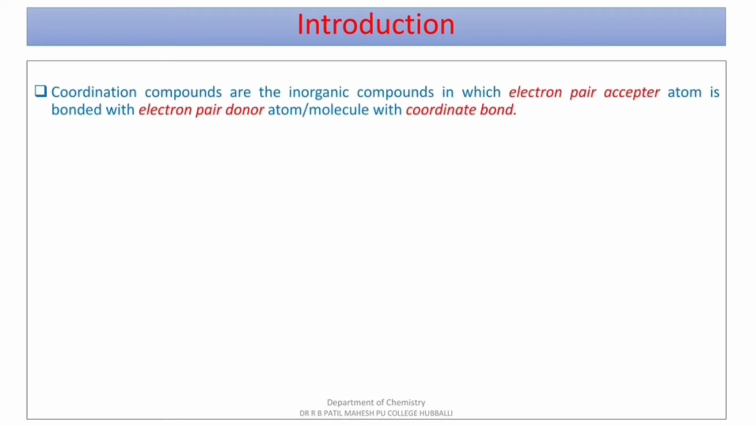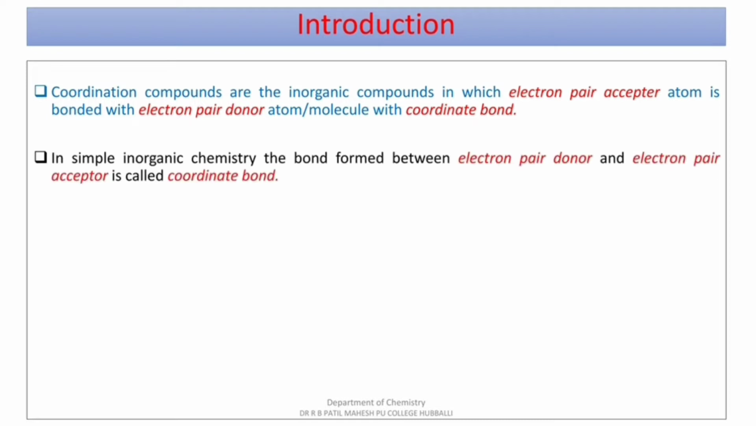Dear students, these coordination compounds belong to inorganic chemistry. These are the compounds in which electron pair acceptor atom is bonded with electron pair donor atom or molecule, which is going to form coordinate bond. In simple inorganic chemistry, the bond formed between electron pair donor and electron pair acceptor is called coordinate bond.